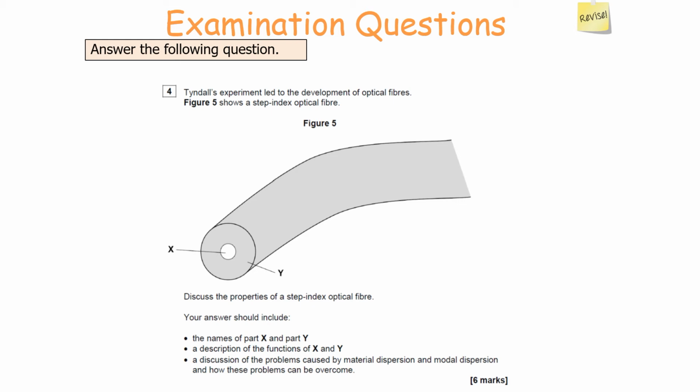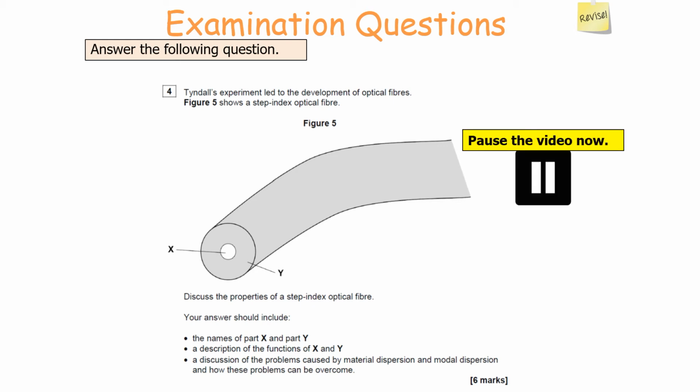Tyndall's experiment led to the development of optical fibres, and figure 5 here shows a step index optical fibre. A step index indicating that there's multiple layers in your optical fibre. Discuss the properties of the step index optical fibre. So your answer should include the names of part x and y, a description of functions of x and y, and a discussion of the problems caused by material dispersion and modal dispersion and how these problems should be overcome.